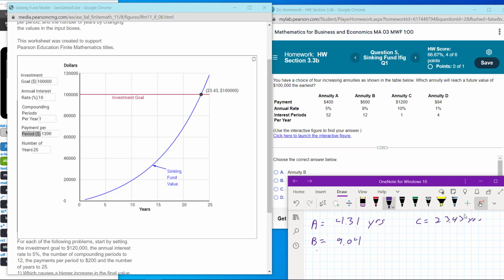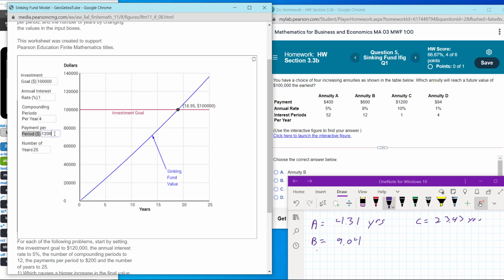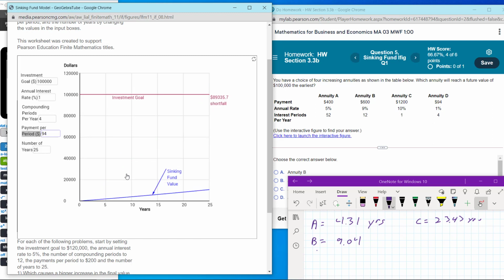And then finally, there is annuity D. There's no way annuity D can actually be any faster than B, any better than A. But let's just go ahead and do it anyways. We have an annual interest of 1 whopping percent. Well, that's definitely a deal breaker. We have 4 compounding periods per year. We're doing this quarterly. And we're putting in a whopping $94 per pay period. And it's not even close. So D is definitely out.